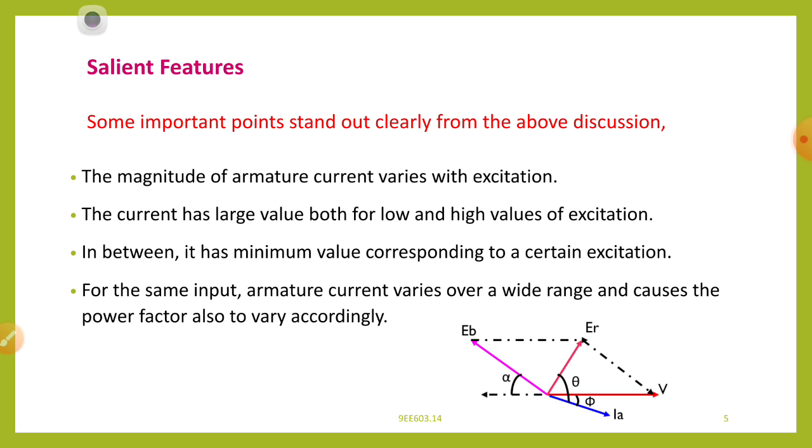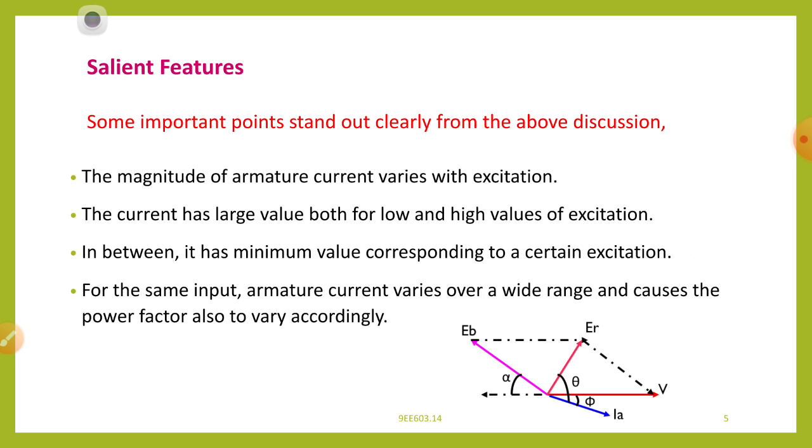From that we have studied some salient points. What are those salient points? Some important points stand out clearly from the previous discussions. That is very essential and easy. Once again recall it. The magnitude of armature current varies with excitation. The current has a large value both for low and high values of excitation.